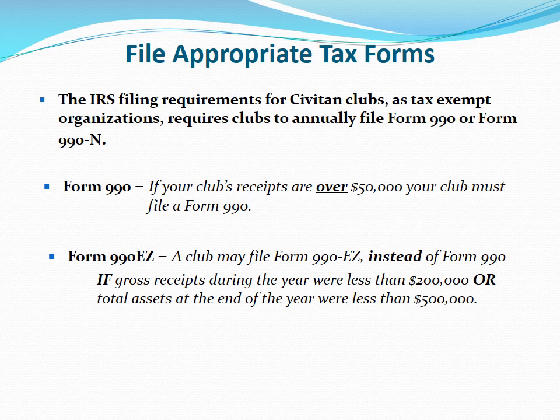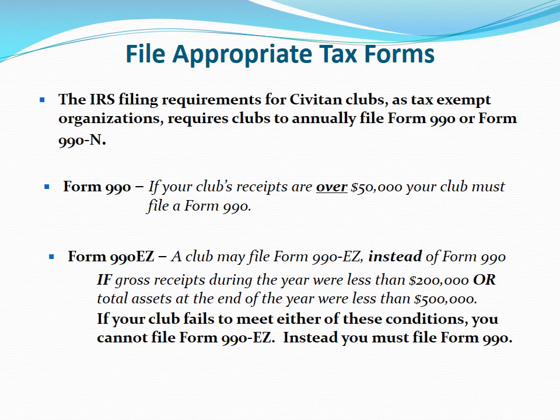Form 990EZ is if your gross receipts for the year are less than $200,000 or total assets at the end of the year were less than $500,000. If you fail to meet either of these conditions, you cannot file Form 990EZ. Instead, you must refer back to file Form 990. Whichever form your club is required to do, the most important thing to do is make sure you file annually. It protects your tax-exempt organization status, and to be reinstated is a lot of paperwork.